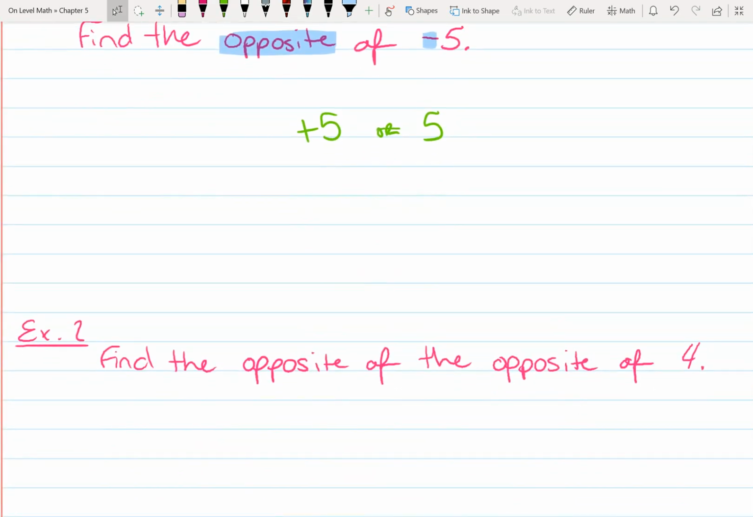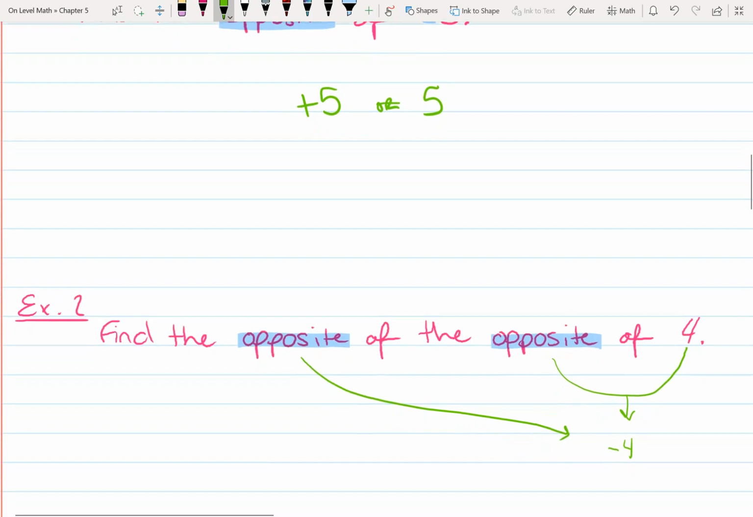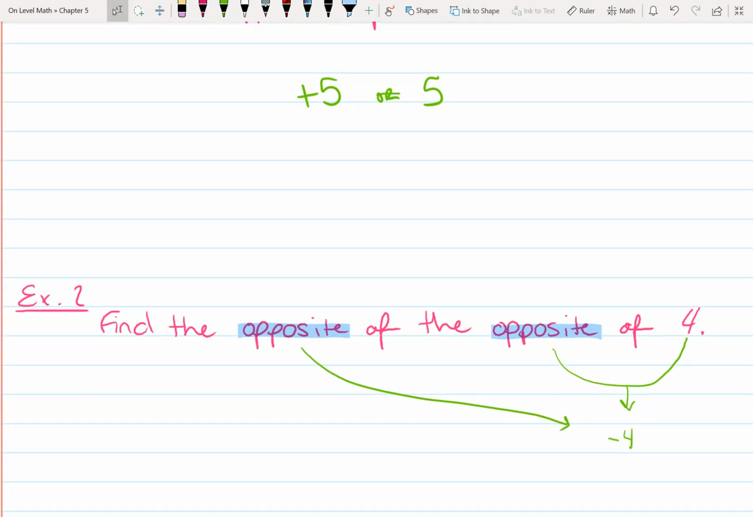Okay. Example 2. Find the opposite of the opposite of 4. Okay, well, we've got to break that down. So first, opposite of 4 is negative 4. But then it says opposite of the opposite. So if the opposite's negative 4, then the opposite of that must be positive 4.